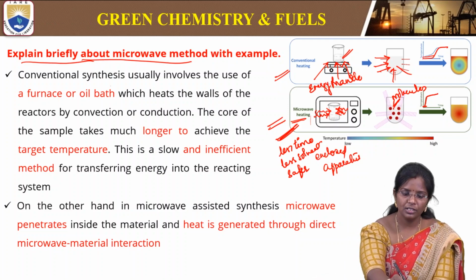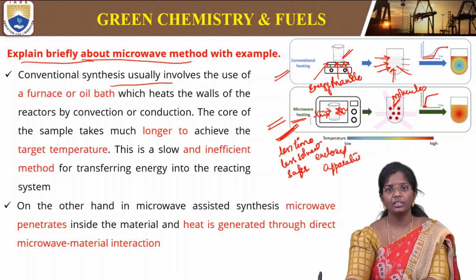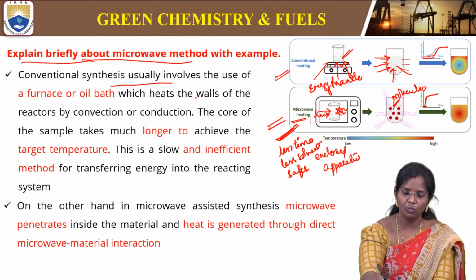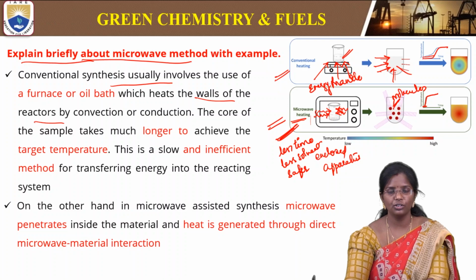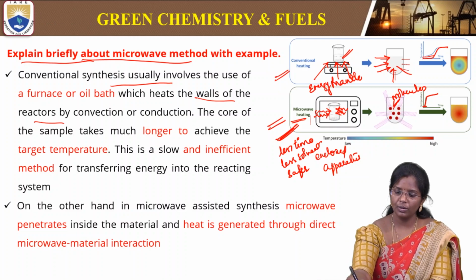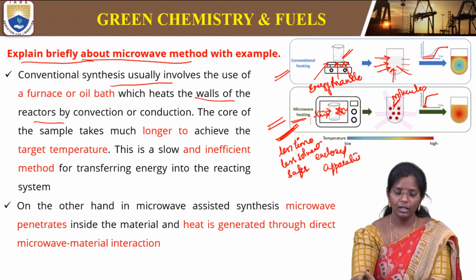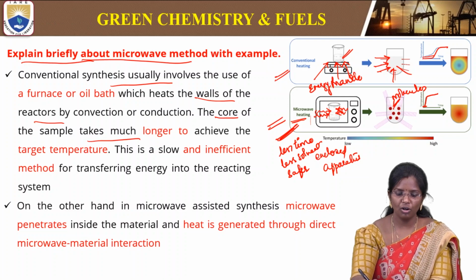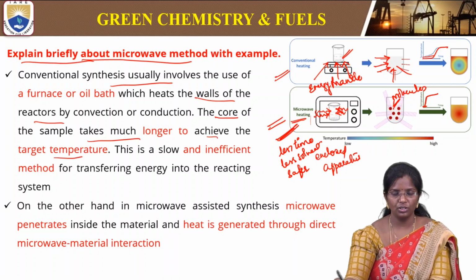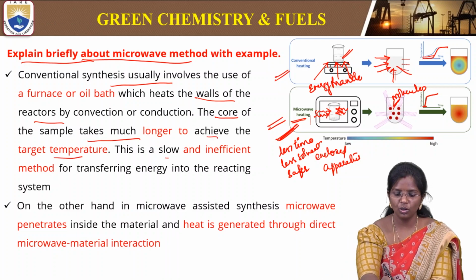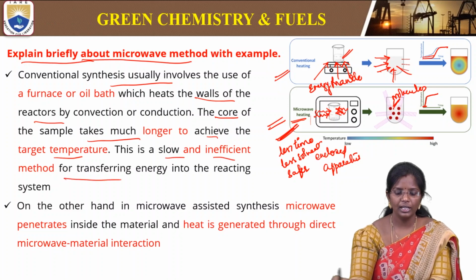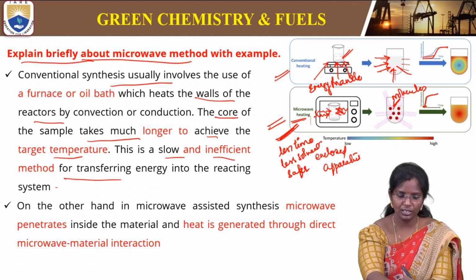Conventional synthesis usually involves the use of a furnace or oil bath, which heats the walls of the reactors by convection or conduction. This requires a lot of time because the vessel also gets heated before the contents of the vessel get heated. So the core of the sample takes much longer to achieve the target temperature. This is a slow and inefficient method for transferring energy into the reacting system.